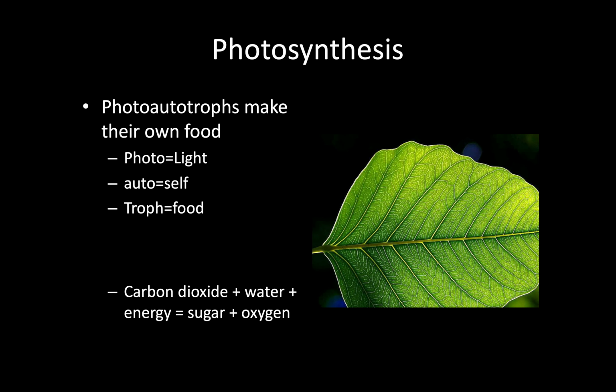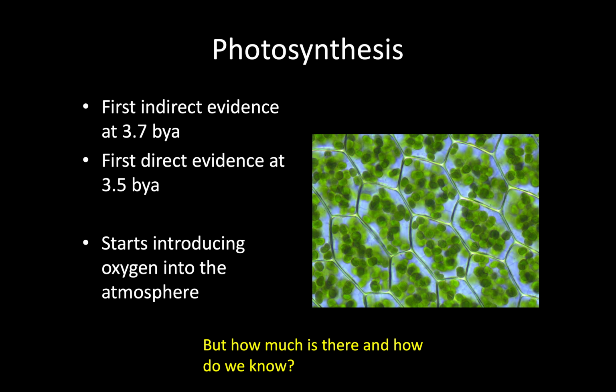Okay, now I've shown you a leaf because that's what we're most familiar with, right? Plants doing this. But at the time, there were no plants. There's just bacteria. So we start photosynthesizing about 3.5-ish billion years ago. We start introducing oxygen into the atmosphere. So it's not a switch that's flipped. We don't go from no oxygen to enough for humans to walk around.